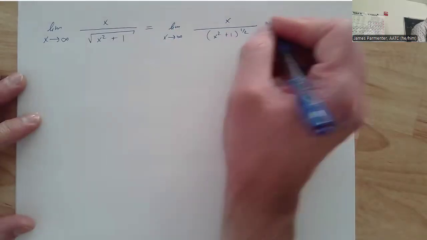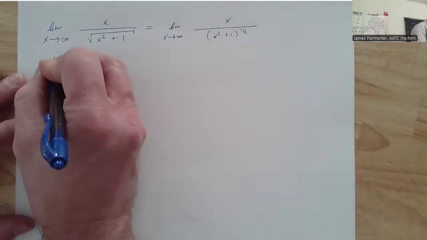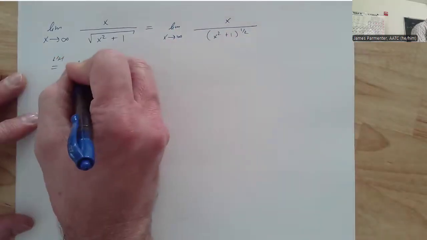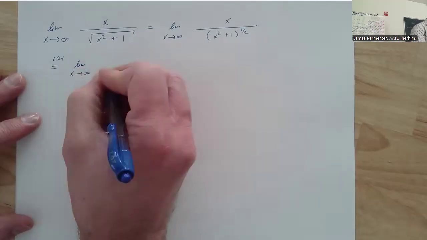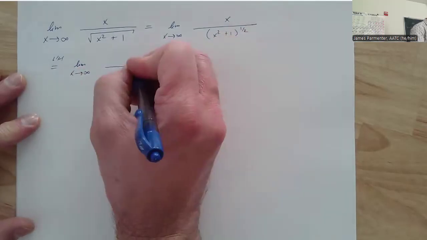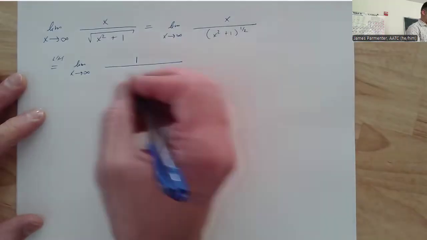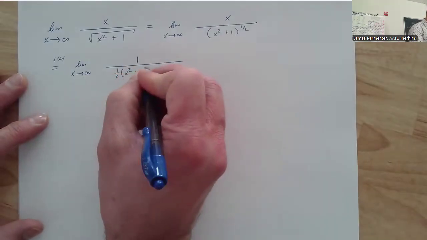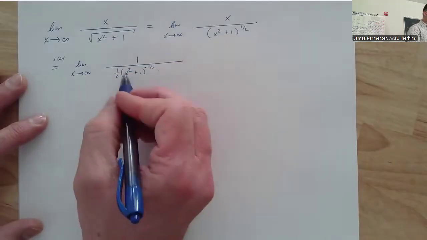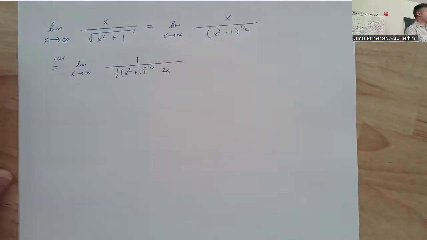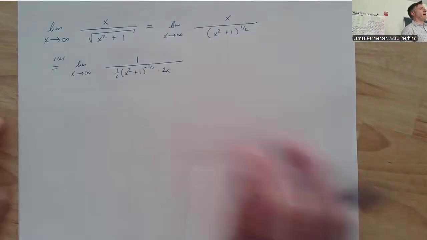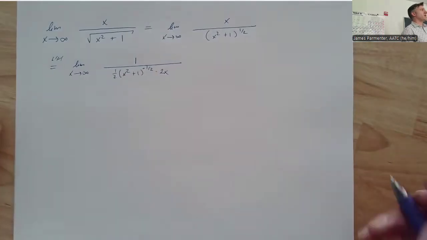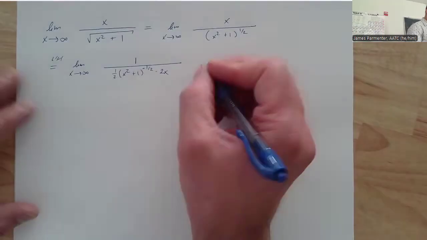So in this case, if we use L'Hopital's rule, look what happens. I get the limit as x goes to infinity. The derivative of the top is 1. The derivative of the bottom is 1/2 times (x squared plus 1) to the negative 1/2 times the derivative of the inside, which is 2x. It is usually not a bad idea to simplify things before you try to see if you can use L'Hopital's rule again. So let's see what we've got here.